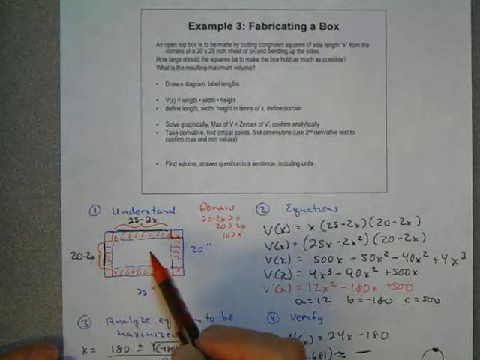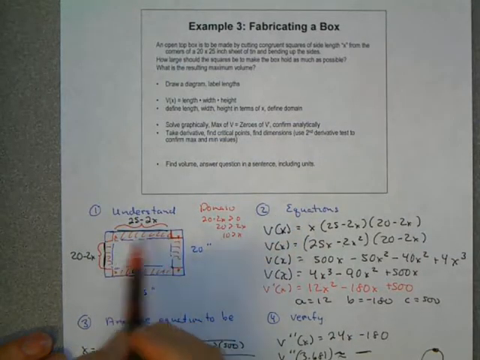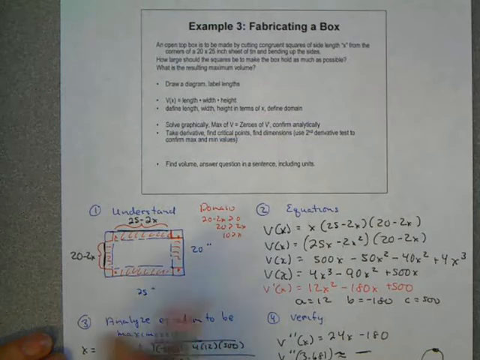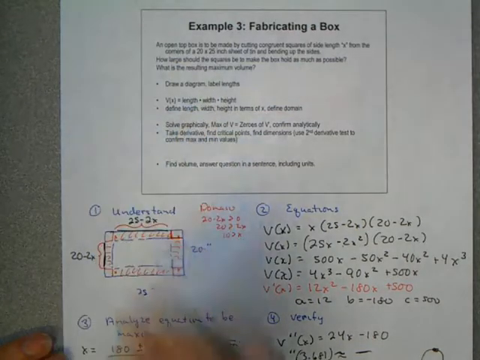And when we fold these sides up, what we're going to have here for this length is 25 minus 2x, minus this corner x that we cut out. And for the width, we're going to have 20 minus 2x. So again, 20, the length we started with, minus 2x, these lengths that we cut out from each corner.